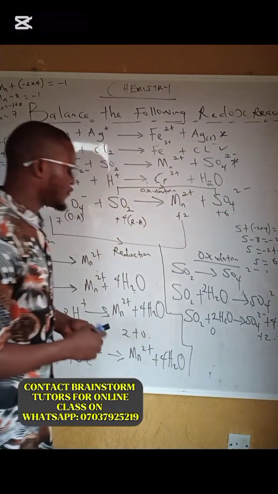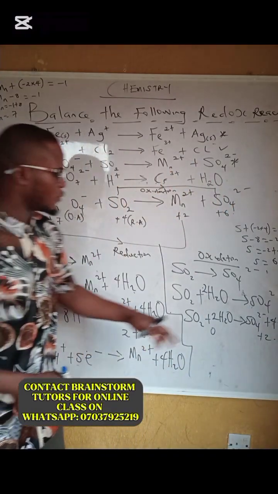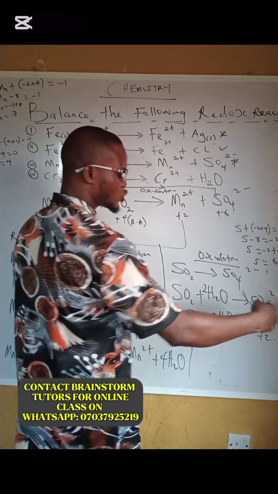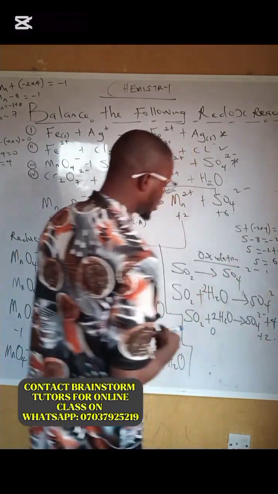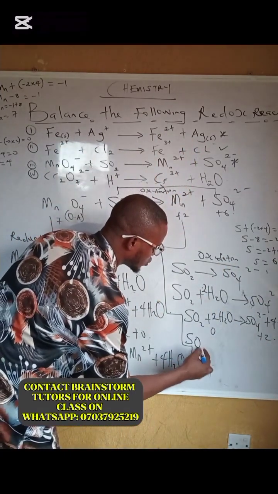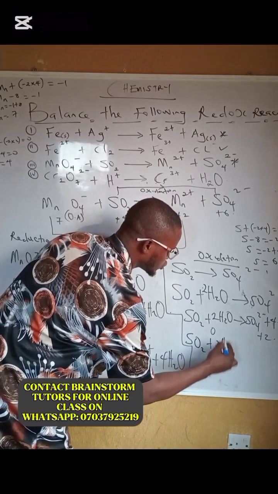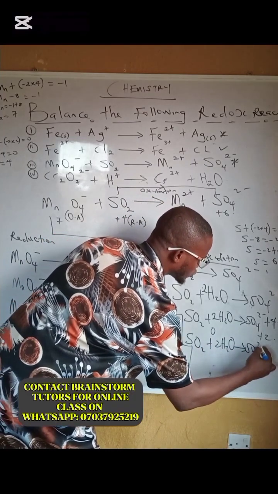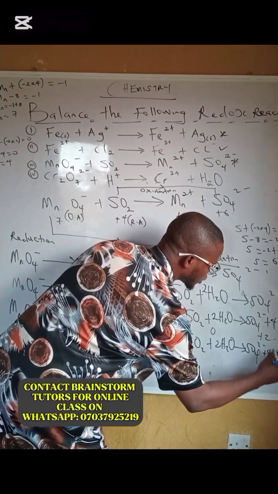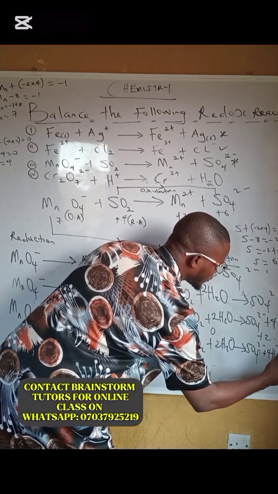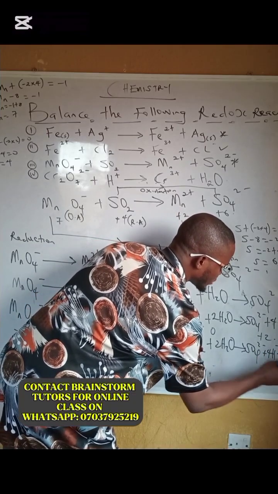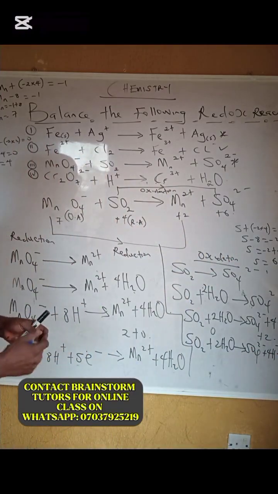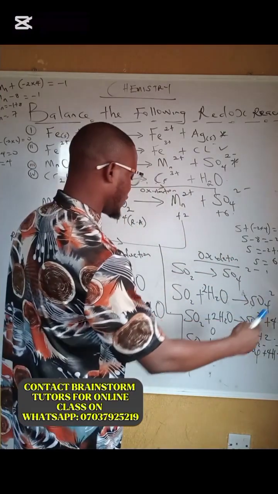Now, the next thing for me to do here is that I need to make sure that what I have at the left hand side is equal to what I have at the right hand side. So I need to add 2 electrons to the right hand side. So I'm going to have SO2 plus 2H2O. This will give me SO4 2 minus plus 4H plus, then we have plus 2e minus. So now it is balanced. If you look at what I have here and what I have here, it is now balanced.